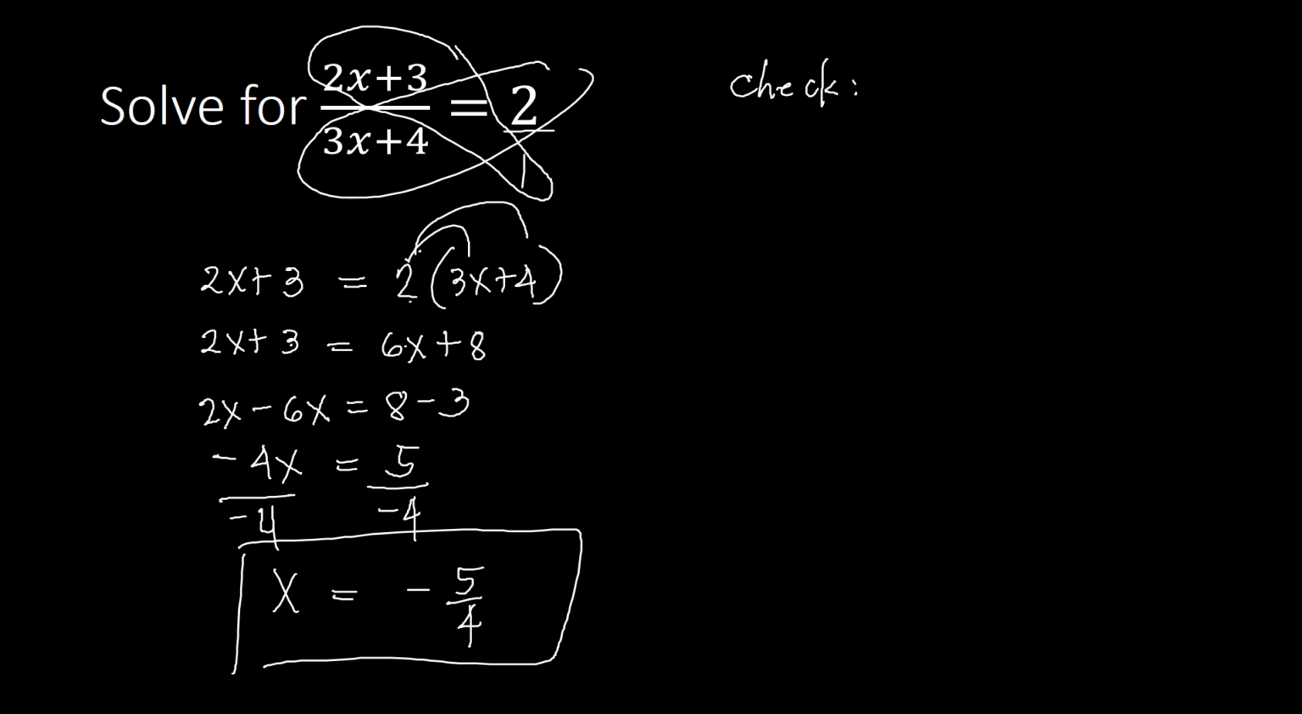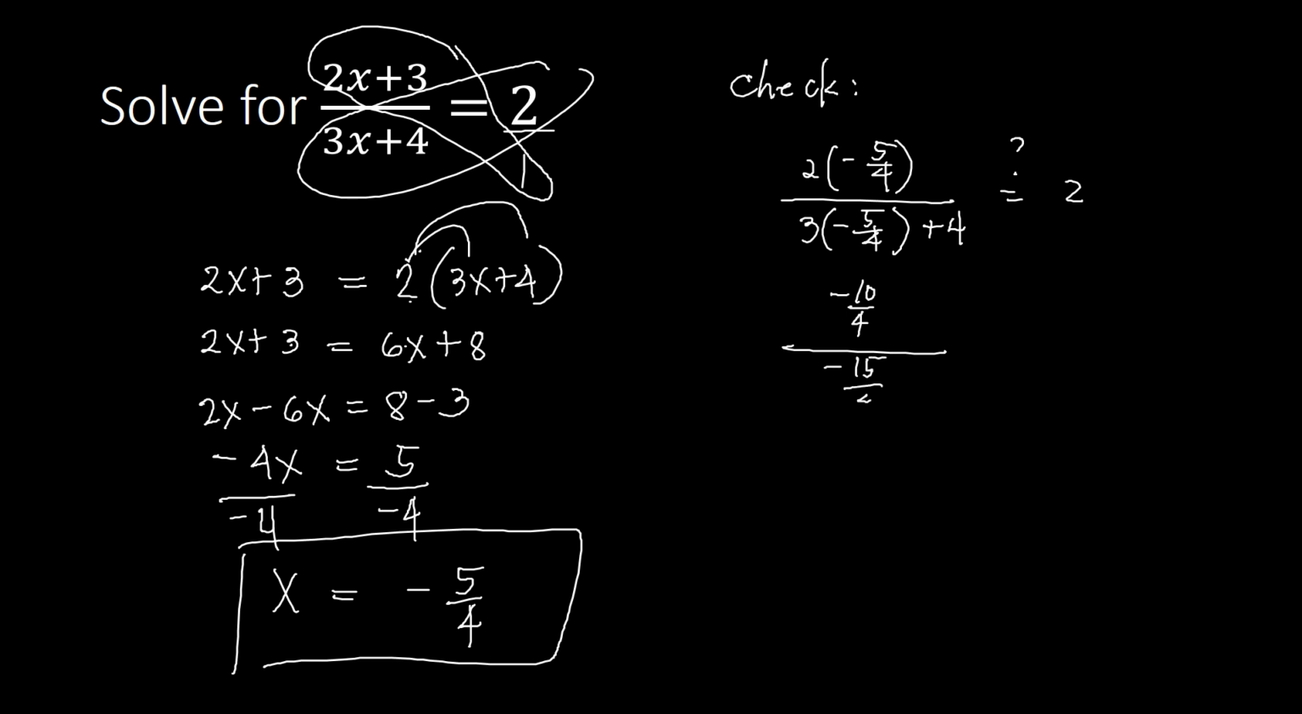So let's try to plug it in. So we've got here 2 times negative 5 over 4 over 3 times negative 5 over 4, and then we still have plus 4. We're trying to check if this is really equal to 2. So we've got 2 times negative 5 fourth. That will be negative 10 over 4 over 3 times negative 5, that's negative 15 over 4 plus 4. And sorry, I've got here plus 3 at the top. And would that be equal to 2?